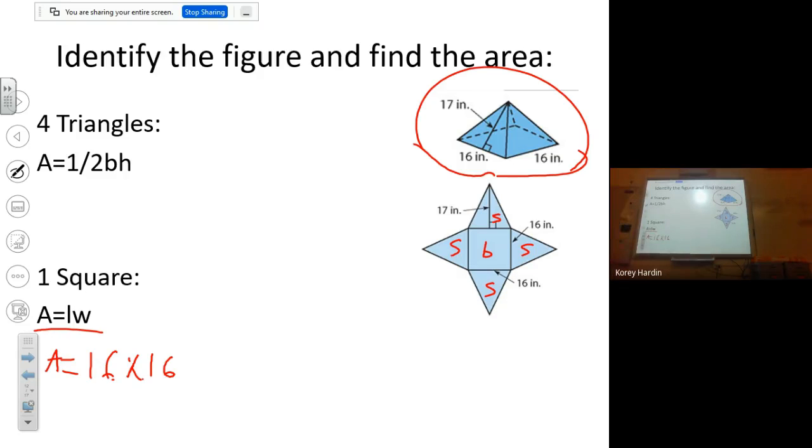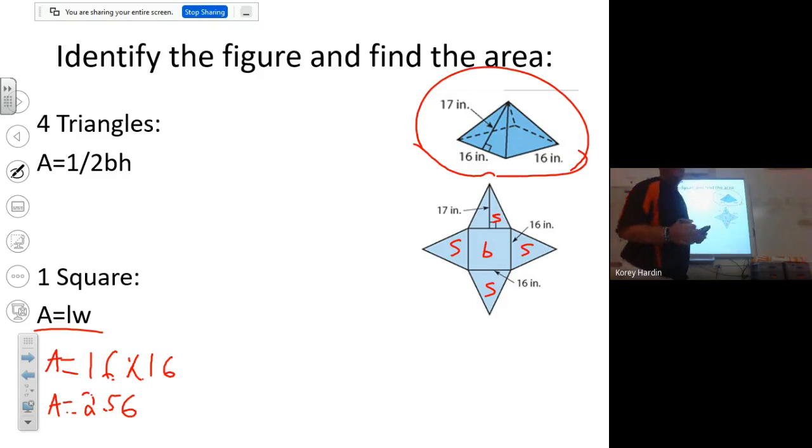Now, just like anything else we've dealt with area, you are allowed to use a calculator on this. However, you must show all of your steps. Okay? So write your formula, fill in your formula, and then calculate. So 16 times 16. And what you get is area equals 256. Okay? 256. Now, that's just for the square. Remember, there's 4 other sides of this as well.